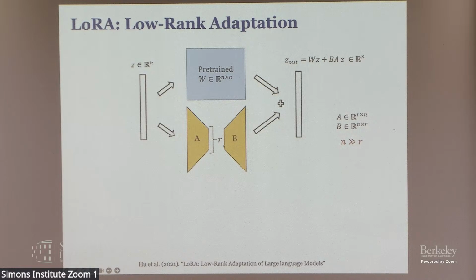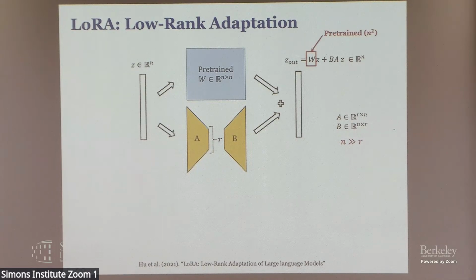The low rank matrix is parameterized as B times A, where B and A have transposed shapes in a way. The rank here is R, so the rank of B times A is R. Usually R is much smaller than the embedding dimension N. You can think of N as of order 10,000 or more, and R as 16 or 32, something like that. So the difference is really big.